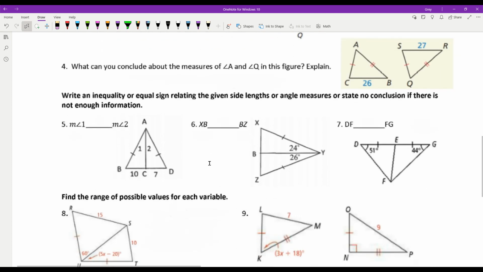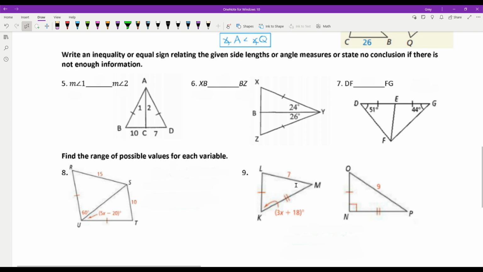Look at number 4. What can you conclude about the measures of angles A and Q in this figure? So A and Q, again, two sides of one triangle congruent to two sides of another. The third sides are not equal. A is across from 26. Q is across from 27. So A would have to be less than Q.